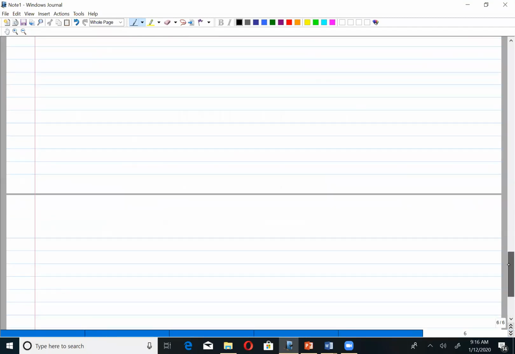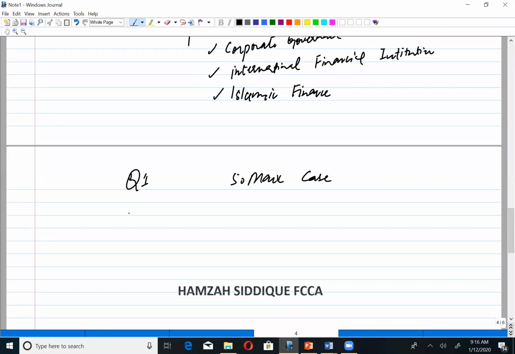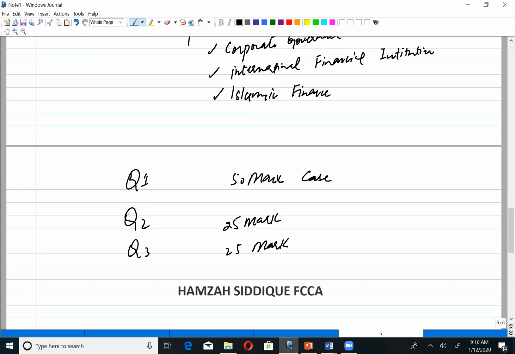And section 2, that is questions 2 and 3, are 25 marks each. They are usually more specific. And I have told you already, they are usually a balance of calculation followed by discussion. I hope it is clear.